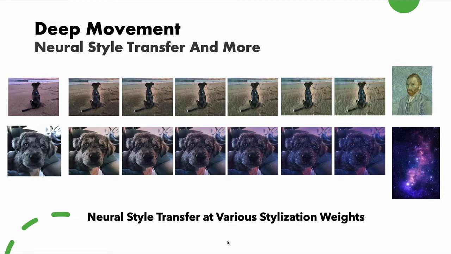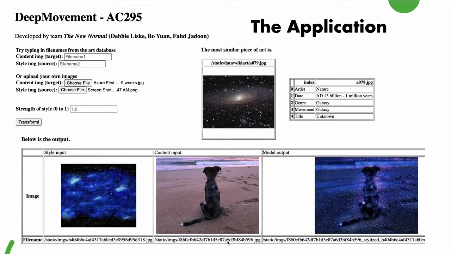an artist. What if you're already an artist? Then maybe you want to be an astronomer. The included art movements span from the Renaissance all the way to pop art, Art Deco, and even astronomical art, as shown in this example from our front-end user interface.